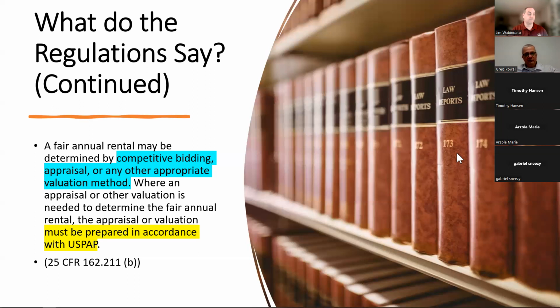But these still have to be done in accordance with USPAP. So if you're a tribe, you can set your lease rates, your annual rental rates, your right-of-way compensation rates. You can set and determine those really however you want to. But if you're an individual Indian and you're needing those numbers, you almost have to have an appraisal. Again, when it comes to leasing, there's a little bit of nuance there where you can do competitive bidding versus an appraisal. Go ahead, Jim.